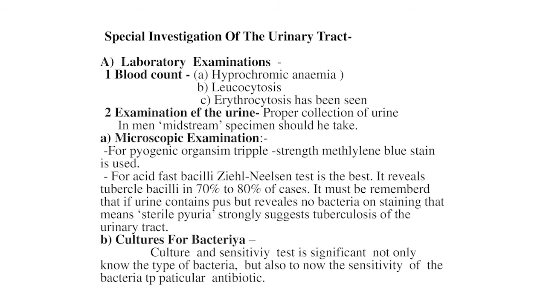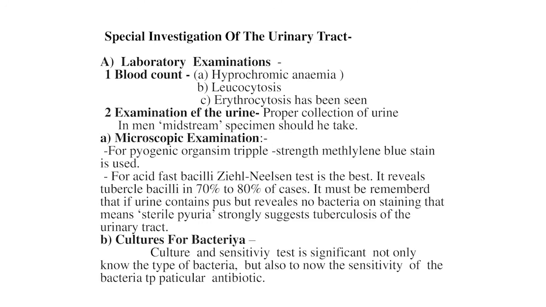The proper collection of the urine should be done in both men and women. The urethra harbors bacteria and a few pus cells, so a urine specimen taken casually will be contaminated with the normal urethral flora. In men, the midstream specimen should be taken, where microscopic examination of the urine sediment may reveal white cells, red cells, pus cells, crystals and casts. For pyogenic organisms, triple strength methylene blue stain is used. For acid fast bacilli, the Ziehl-Neelsen test is the best. It reveals tubercle bacilli in 70% to 80% of the cases.